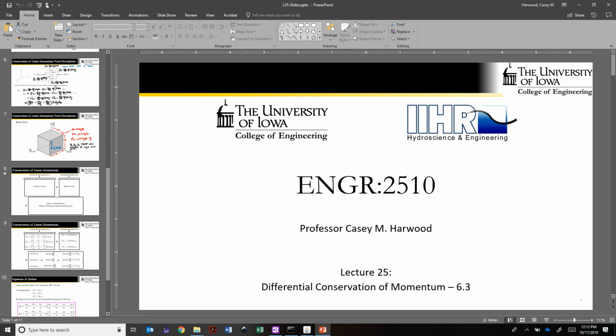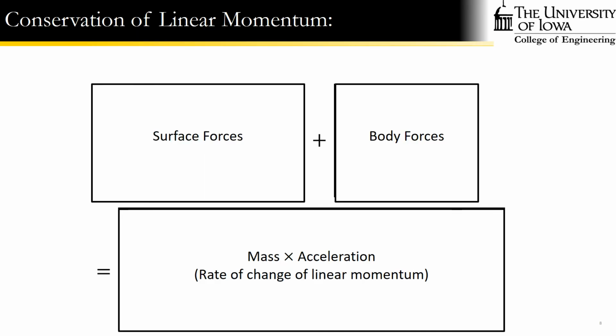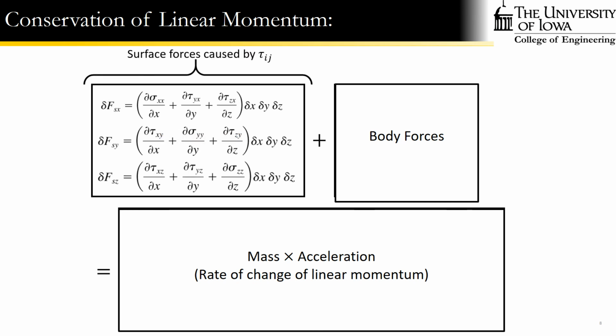Okay. So, conservation of linear momentum, right? Basically, mass times acceleration is equal to the sum of all the forces. Those forces come in two flavors: surface forces and body forces. So in a kind of a word equation, this is what we're working with. Our surface forces, which we just derived, we've got x, y, and z components. We derived this x one, right? So partial x of the normal stress, partial y of the y component shear stress, and partial z of the z component of the shear stress in the x direction, times delta x, delta y, delta z.